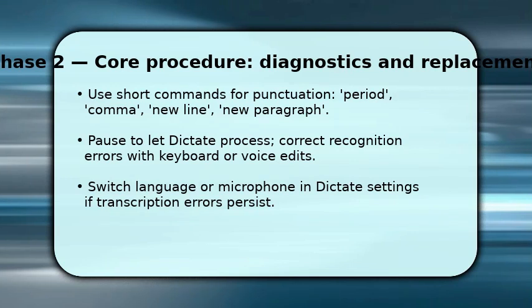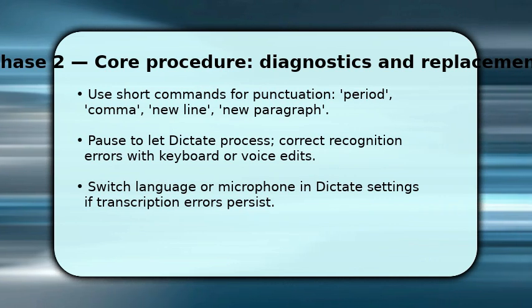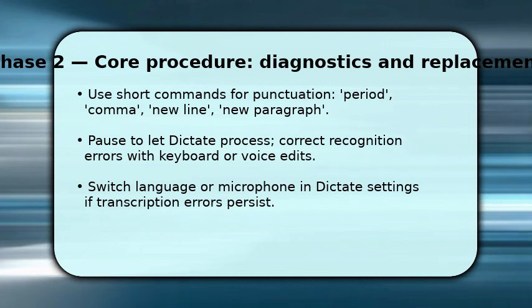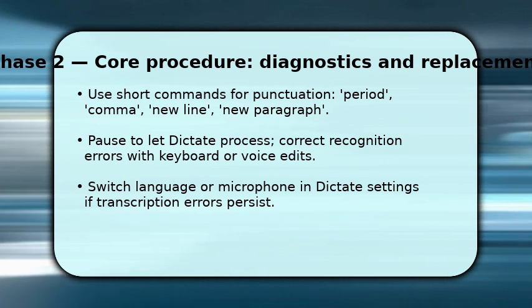Once Dictate is active, control how text appears by saying punctuation and formatting commands. Say period for a sentence end, new paragraph to start a paragraph. Speak in complete phrases, but pause between sentences so the service can process audio without dropping words. If it mishears a name or term, correct it immediately by selecting the word and respeaking or typing the change.